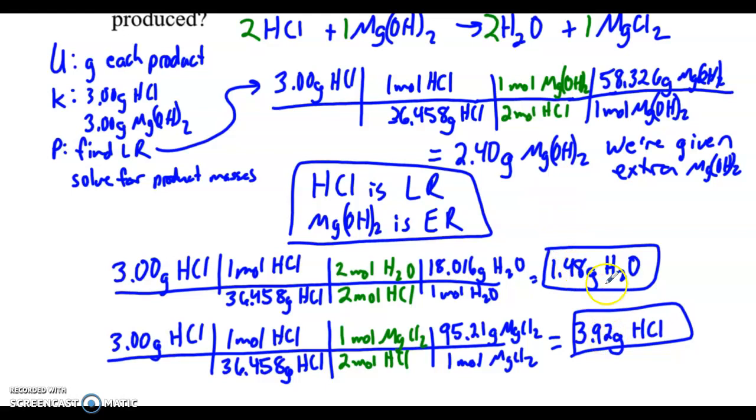Most problems aren't going to ask you to solve for both products, but this one did. So there you go. And another way to check yourself is if you got over 6, you did something wrong. Or if you got a whole lot less than that here, that might be an issue too.